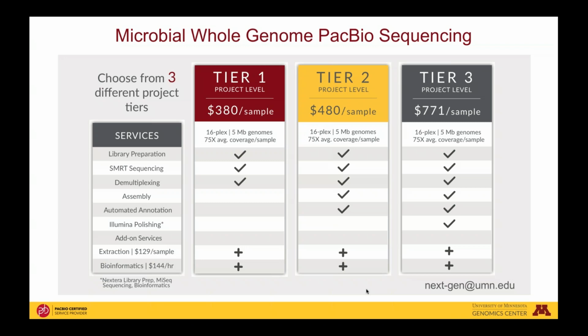And finally, we're offering a tier 3 service, which bundles PacBio sequencing with Illumina data to polish away the small number of indel errors that might still be present in your assembly. So this includes Illumina library prep, MiSeq sequencing, and bioinformatics. And to any of these tiers, you can also add on high molecular weight extraction or further custom bioinformatics as needed for a reasonable rate.